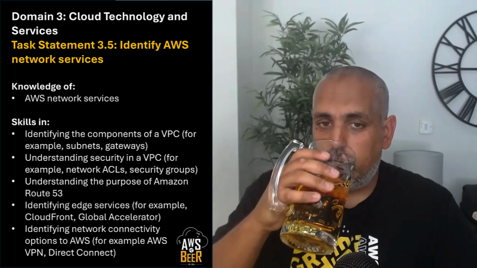Understanding various network connectivity options to AWS is also essential. AWS VPN provides secure connections over the internet, ideal for extending on-premises networks to the cloud securely. And AWS Direct Connect offers dedicated network connections, providing a more consistent network experience compared to internet-based connections. So, recognizing the use cases and benefits of these connectivity options will certainly enable you to make informed decisions about the best solutions for different scenarios, ensuring optimal performance and security for your applications.